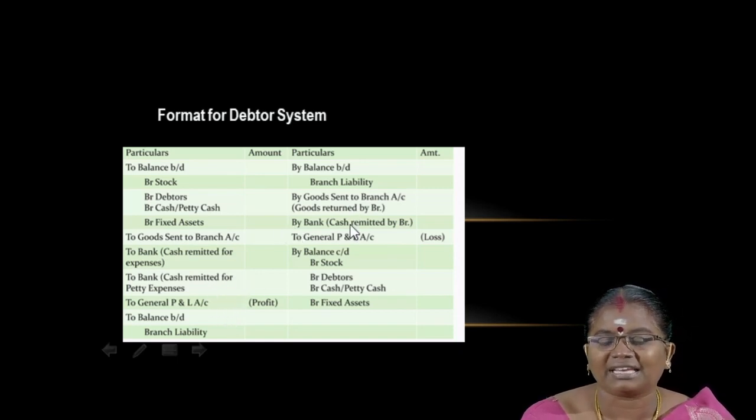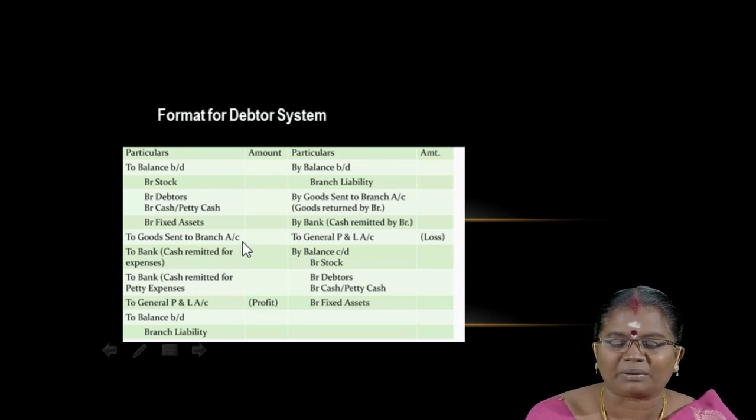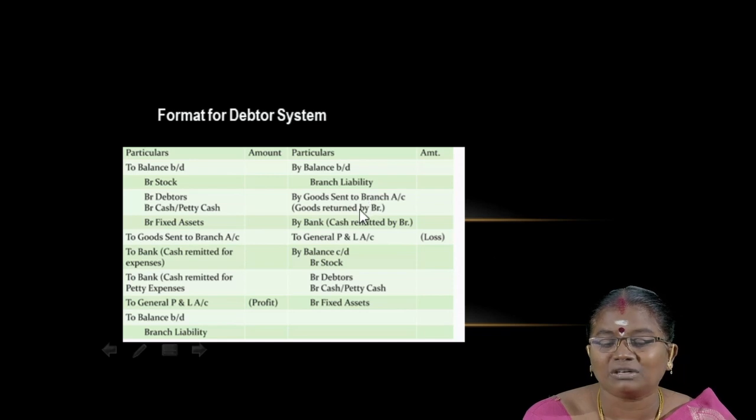Now, on the credit side, what all we will be seeing: here goods sent to branch will be on the debit side, and goods returned to the branch. In case there are damaged goods, the branch will return the goods to the head office, and that will be shown on the credit side.